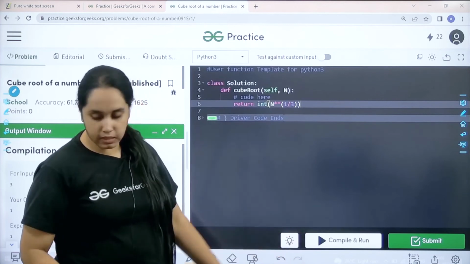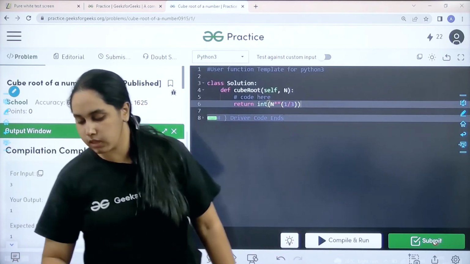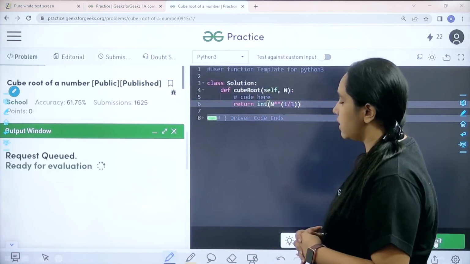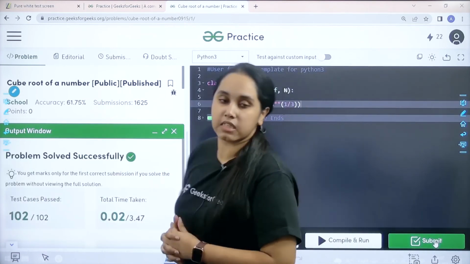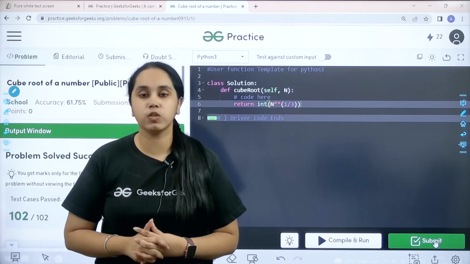So now I will submit the given problem. Let's submit it. Let's see. It's taking some time. Let's wait. Okay, the problem is solved successfully, and this is how you solve the practice problem cube root of a number.